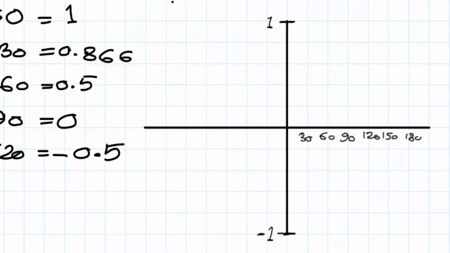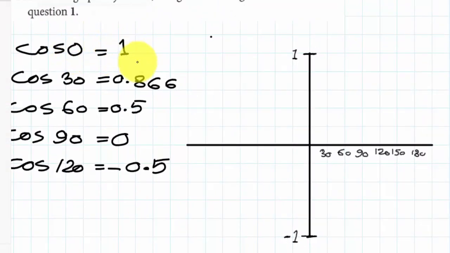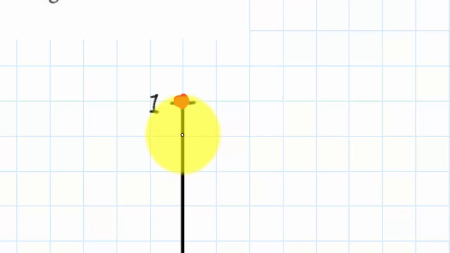Now let's plot some points. The first point, we have 0 and 1. Cosine of 0 is equal to 1. So 0, which is here on the x-axis, 1 on the y-axis, 0, 1 is right here. Then 30, 0.866. 30 is here, 0.8. Look, until here is 1, so it means each line here is 0.2. Then 2, 4, 6, 0.8 is here, 0.86 is more than half, so it's around here.